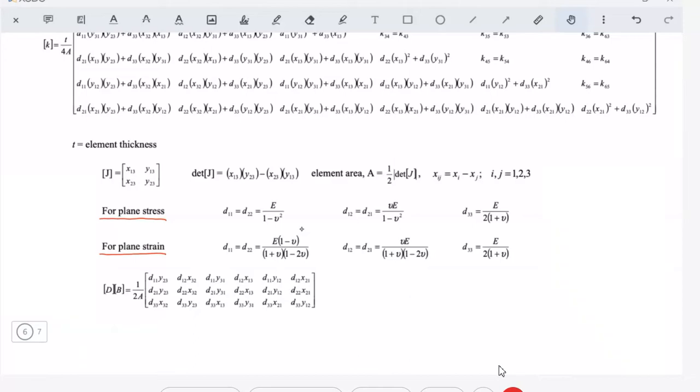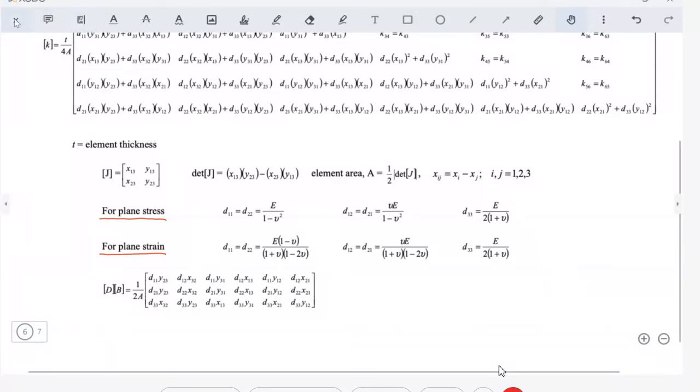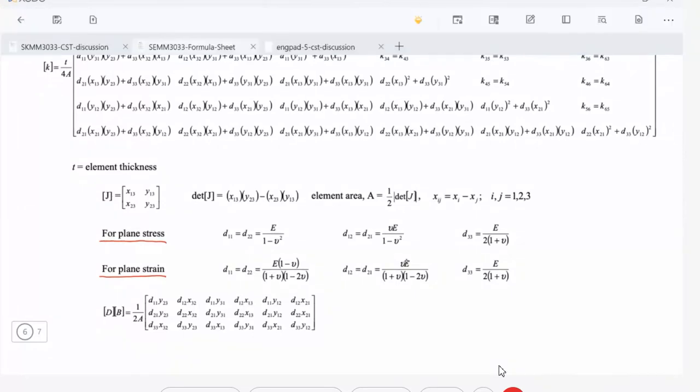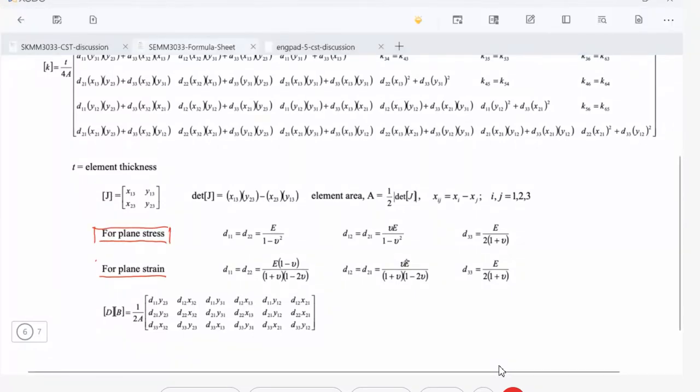So in this case, what does the question ask for? State the type of problem relevant to this case. We know that this is a CST problem, but is it plane stress or is it plane strain? So which one? Stress.